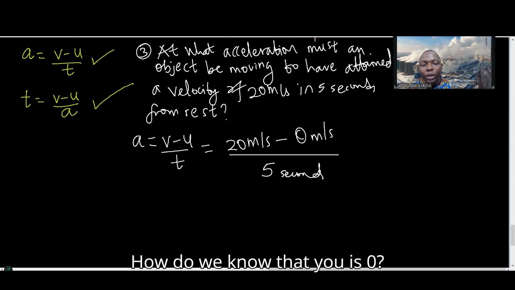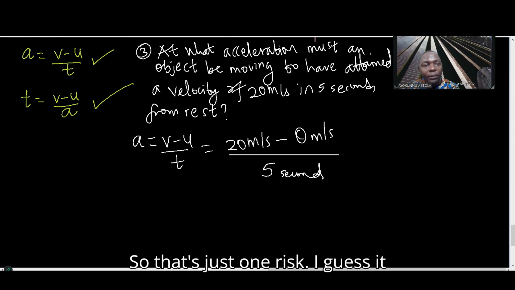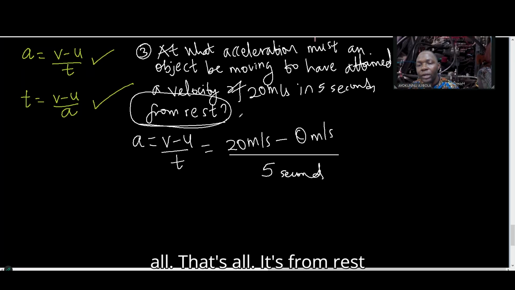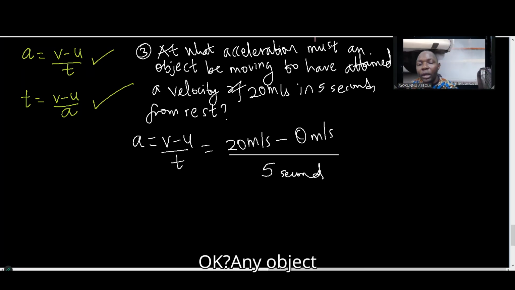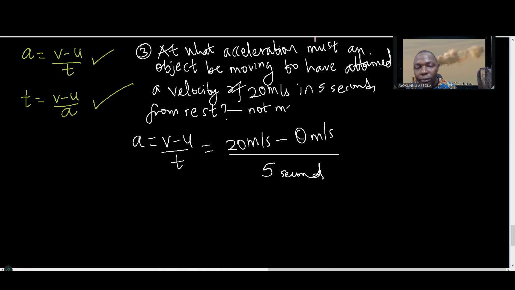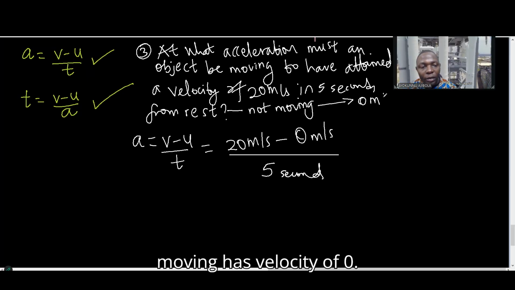Kingsley, how do we know that u is 0? Because it is from rest. It's from initial rest, okay? Any object at rest is not moving, okay? So therefore, any object not moving has a velocity of 0.